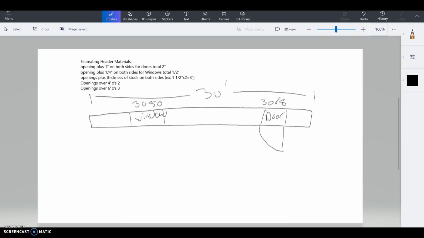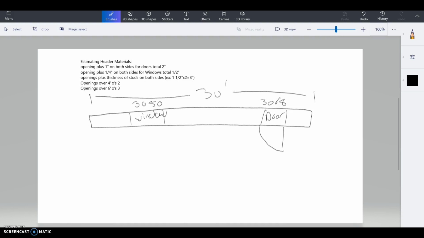Here we go again with header materials, guys. We're talking about the same 30-foot wall, one window, one door, and we're figuring out headers. For header materials, we have to include the thickness of the trimmer studs that are going to be going into that opening to be able to support the weight that's going to be placed on that opening.